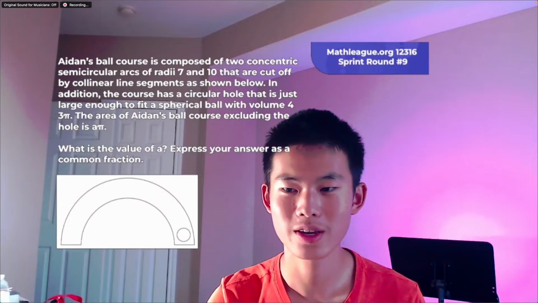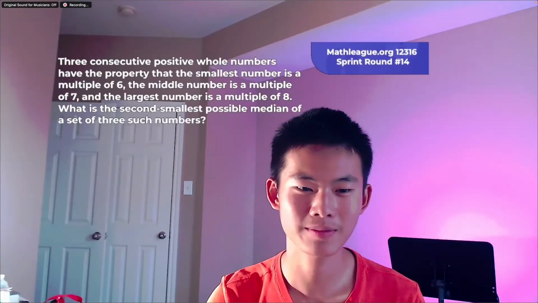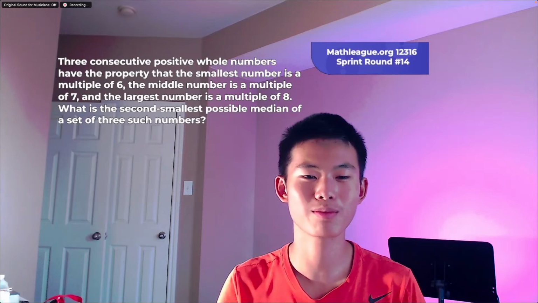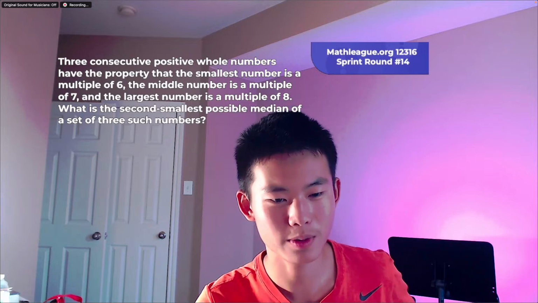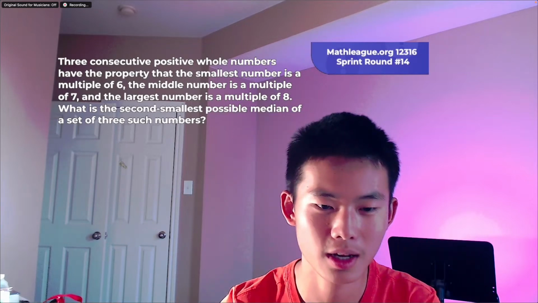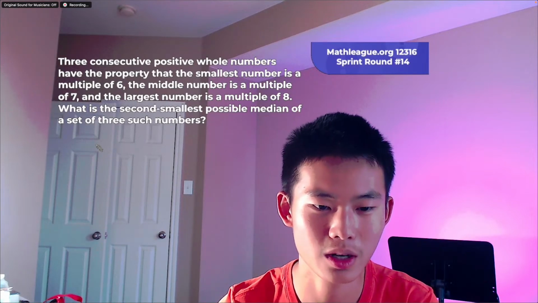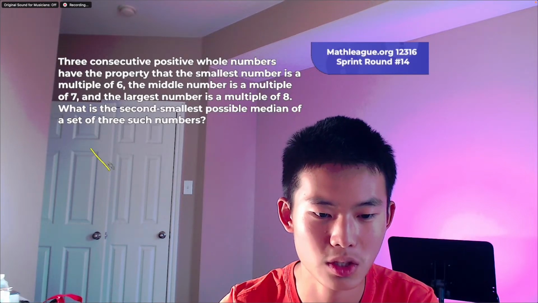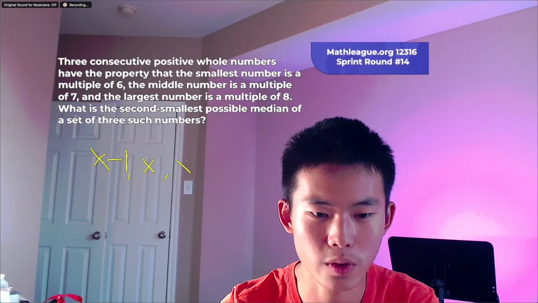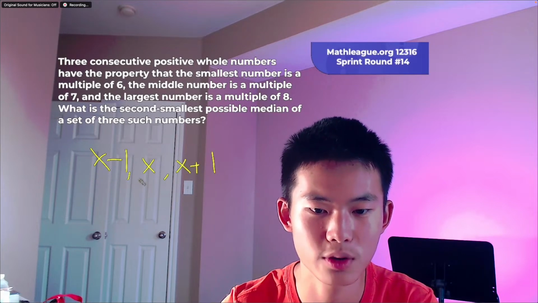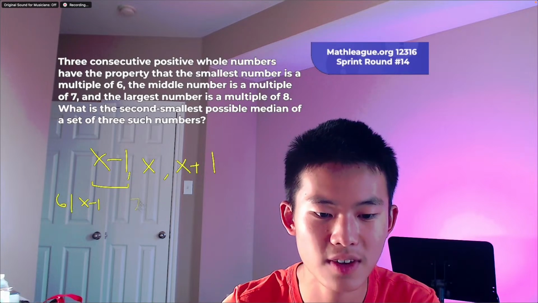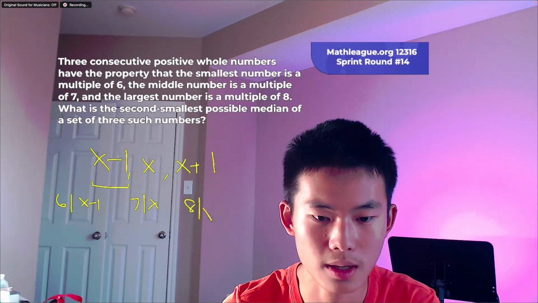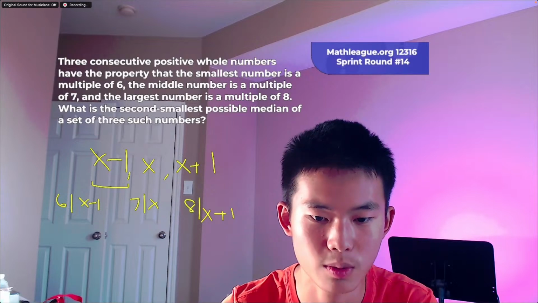Now we can move on to the next question, which says, three consecutive positive whole numbers have the property that the smallest number is a multiple of 6, the middle number is a multiple of 7, and the largest number is a multiple of 8. So if we write this in algebraic terms, let's say the numbers are x minus 1, x, and then x plus 1. So these are the three consecutive whole numbers. That means the smallest number is a multiple of 6. So 6 divides x minus 1, 7 divides x, and 8 divides x plus 1. I want the second smallest possible median.